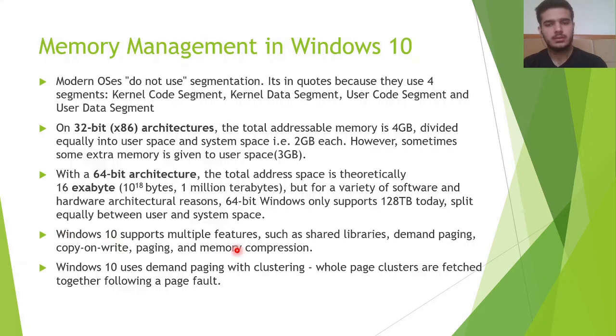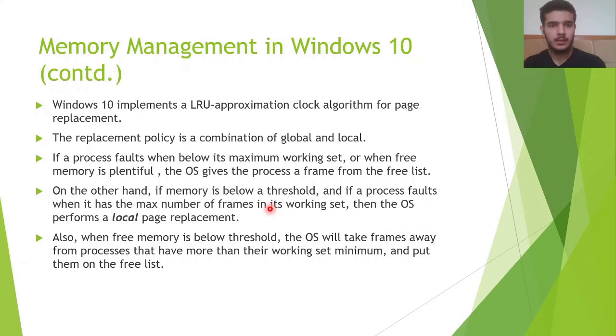Windows 10 supports multiple features such as shared libraries, demand paging, copy on write, paging, and memory compression. Demand paging is used with clustering: when a page fault occurs or a page is needed, then a whole chunk of pages is brought in rather than only a single page. And when there is a page fault, to select a victim frame we use LRU. LRU is the least recently used approximation, the clock algorithm, in Windows 10.